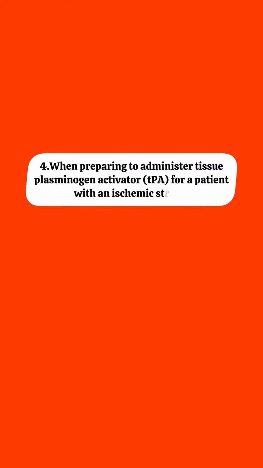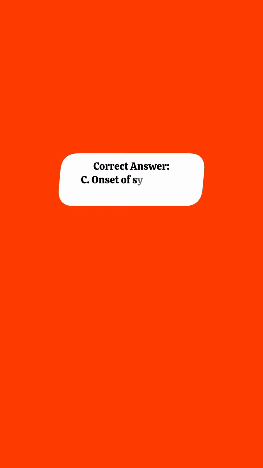4. When preparing to administer tissue plasminogen activator, TPA, for a patient with an ischemic stroke, what is a contraindication the nurse should assess for? A. History of hypertension. B. Age over 75. C. Onset of symptoms greater than 4.5 hours ago. D. Facial droop and hemiparesis. Correct answer: C. Onset of symptoms greater than 4.5 hours ago.